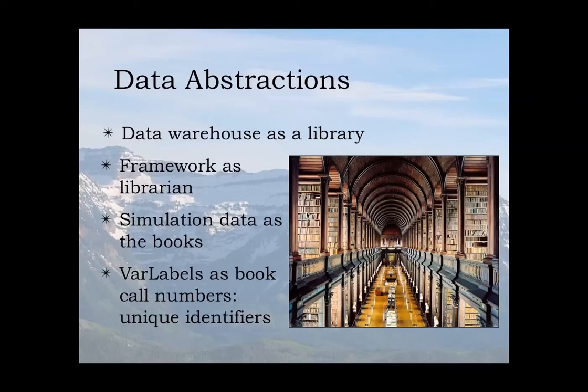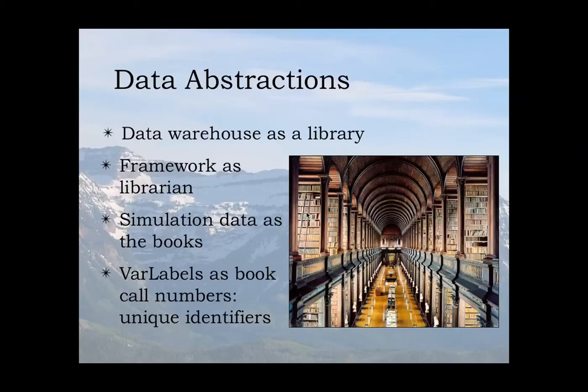Okay? So next I'll talk about data abstractions. You can think of the data warehouse as a library. It's this repository of information, and it's all organized, it's all structured, it's easy to find things. If you don't know where to find something, you ask a librarian. This is kind of what the framework does. It provides this method of figuring out where something is or retrieving something.